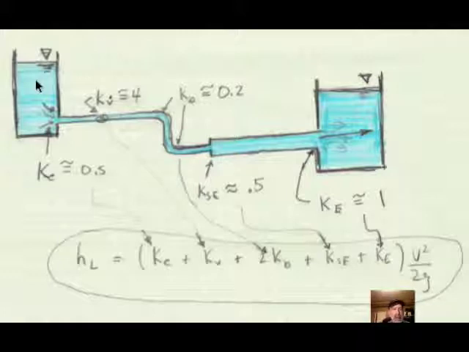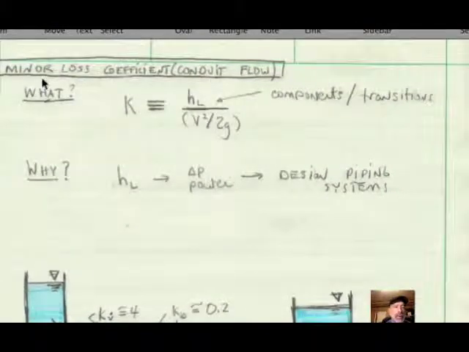Let me give you an example of how I would use this 1-minute concept to teach. Okay, a concept that you want to know is called the minor loss coefficient, and this is used in conduit flow. The definition of the minor loss coefficient, it's given the symbol K, and it's defined as the head loss for flow through a component or transition divided by the velocity head in the system.